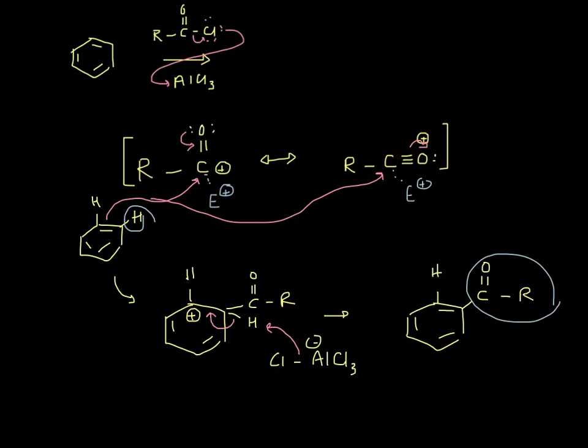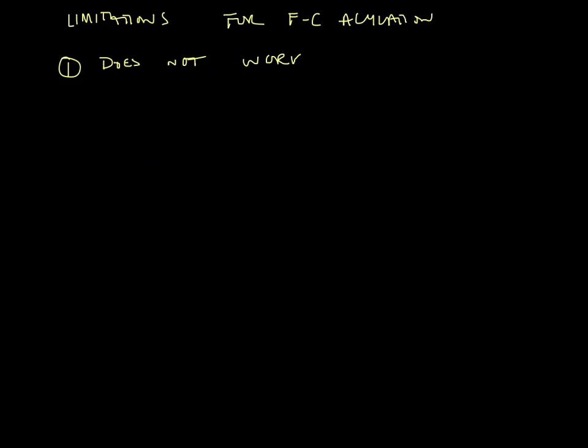So instead of adding on an alkyl, we can add on an acyl, which is just a carbonyl followed by some R group. So you may remember that we had a good amount of limitations for Friedel-Crafts alkylation. Let's look at the limitations for Friedel-Crafts acylation. All right, number one stays intact. The first limitation for Friedel-Crafts alkylation is that it does not work with a deactivated aromatic ring. And that holds true for this reaction as well.